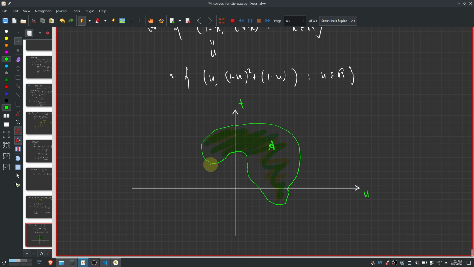So what would the minimum be? Basically on the left half, for negative u, what is the minimum t coordinate that is achieved within this particular set? That would be at this particular point. So this would be equal to f star.